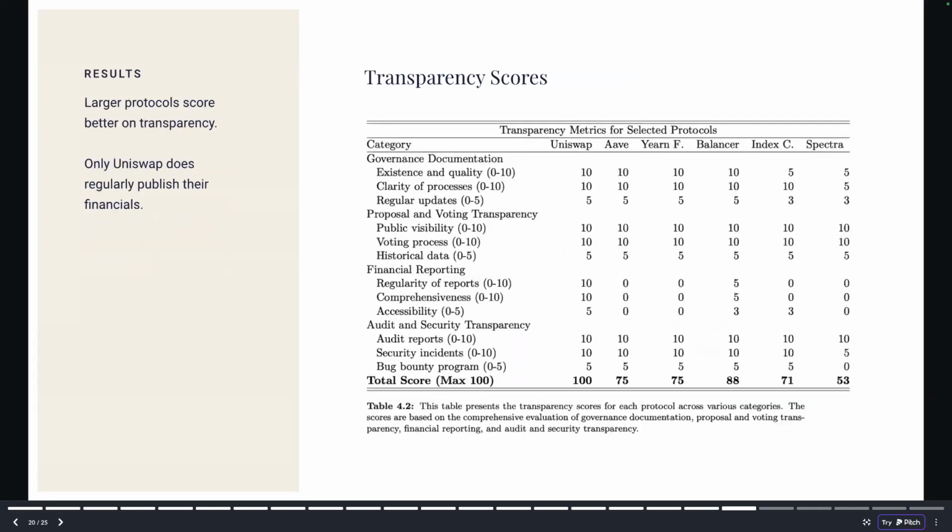Lastly, the transparency scores. For the transparency scores, I developed a clear scoring mechanism and subcategories. Generally, you can see the larger protocols score better on transparency. There are a lot of areas for improvement, especially financial reporting, which only Uniswap does regularly.